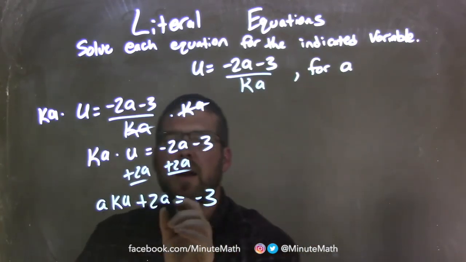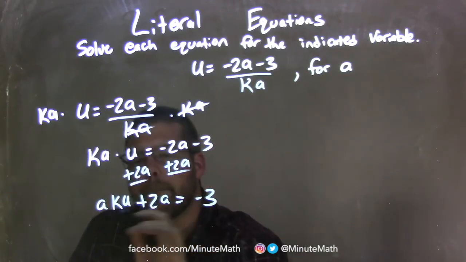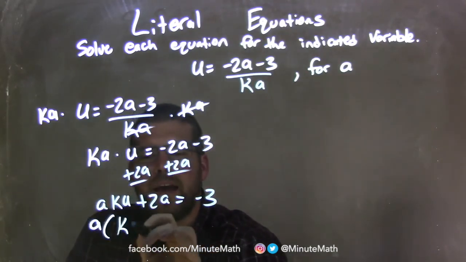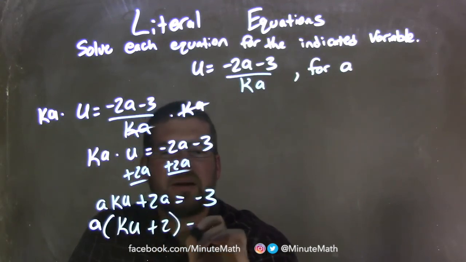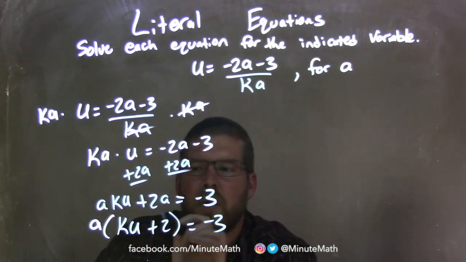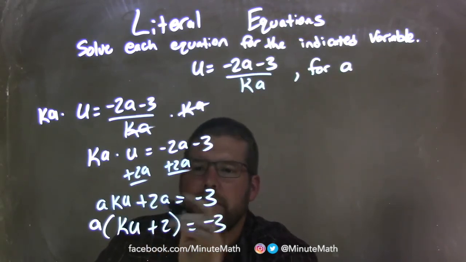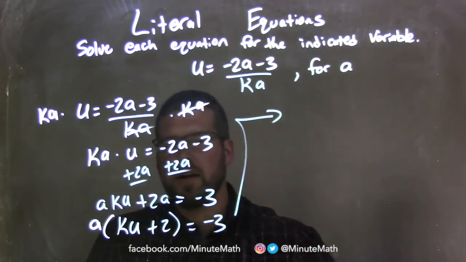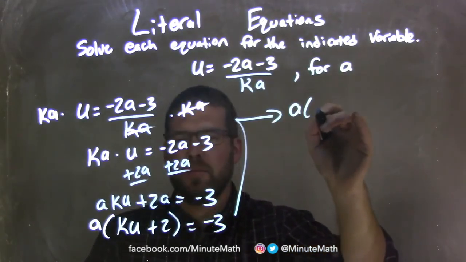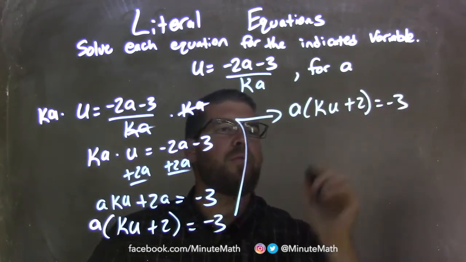So what I can do then, I see there's an a in both parts there. So since there's an a in both parts, if I pull an a out, I'm left with ku plus 2 equals negative 3. And we can see I can distribute that a across to both parts there, and I get what's written up there, aku plus 2a. So I'm going to rewrite this over here: a times ku plus 2 equals negative 3.